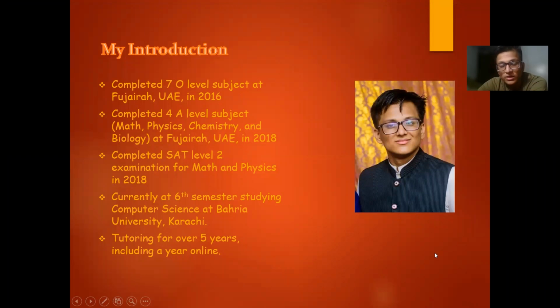So about myself, I'll just give a small introduction. I've completed 7 O-level Cambridge subjects from UAE in 2016. Then I have completed 4 A-level subjects, math, physics, chemistry, and biology, also at UAE in 2018. And in the same year, I've also completed my SAT exams for math and physics. Currently, I'm living in Karachi and studying here at Bahria University, Karachi, and completing my degree in computer science. I'm at my 6th semester there, by the way.